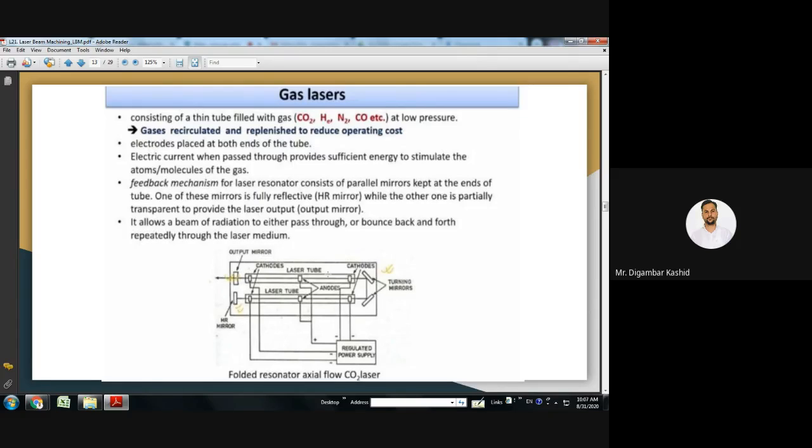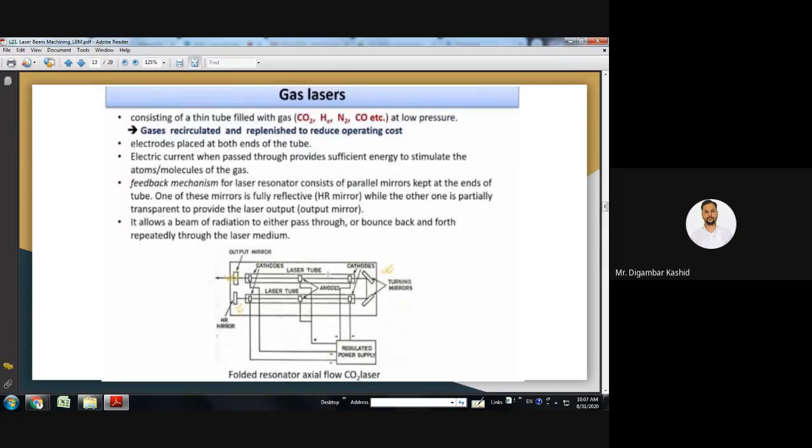It consists of a thin tube, and that tube is filled with carbon dioxide. That laser tube is there, no? It is filled with carbon dioxide, nitrogen, helium, or carbon monoxide, at a low pressure. These gases are recirculated and replenished to reduce the operating cost.